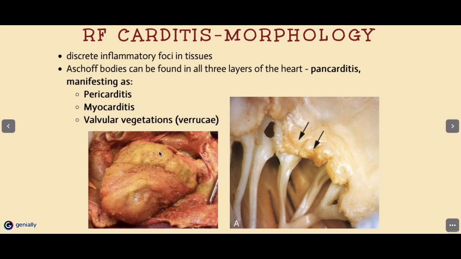Myocarditis is inflammation of the myocardium, and what it can do is sometimes it can result in dilatation of the heart. And valvular involvement can give rise to the presence of vegetations, or sometimes referred to as verrucae. So these are small vegetations, small yellowish fibrinous material, which are attached to the edges of the cusps.